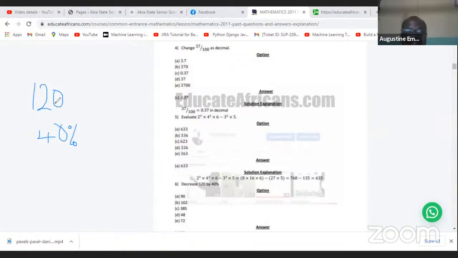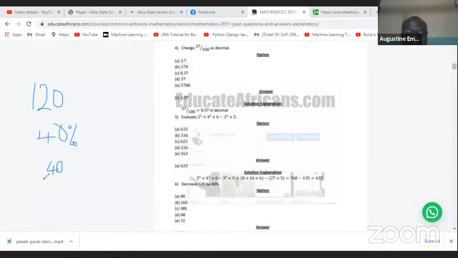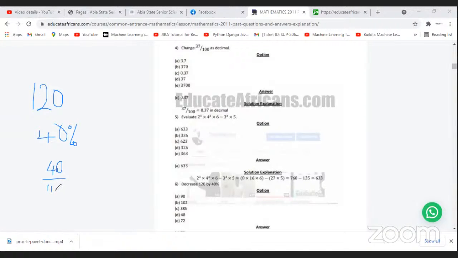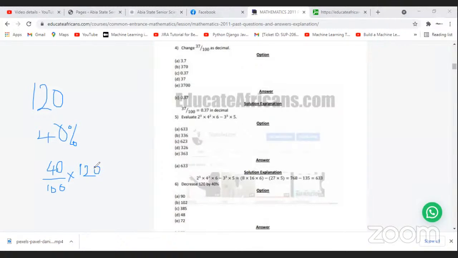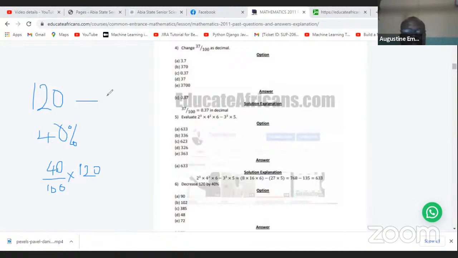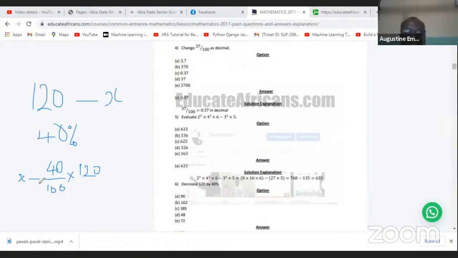Whatever it is, you subtract it from 120. So you need to know what 40% of 120 is. And 40% of 120 simply means 40 over 100 times 120. Anything you get from this, you subtract from 120, and that becomes your answer. So that is how you do it.